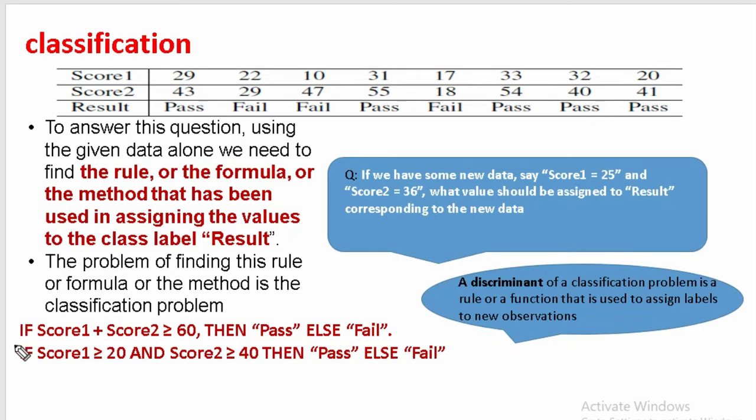So this is a rule which is written according to this training data which is available. It says that if score 1 plus score 2 is greater than or equal to 60, then pass, else fail. You can write one more rule based on this training data. That is, if score 1 is greater than or equal to 20 and score 2 is greater than or equal to 40, then pass, else fail. Okay, so this is one rule which is written from this training data.